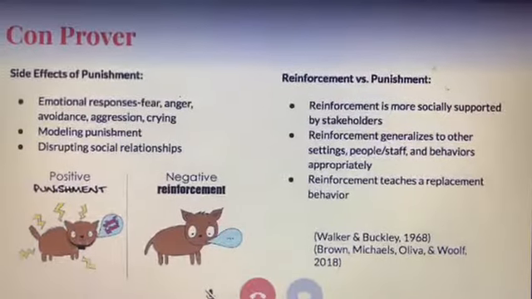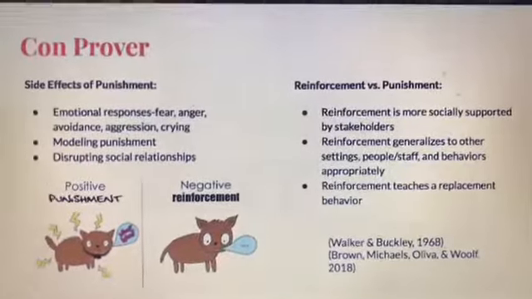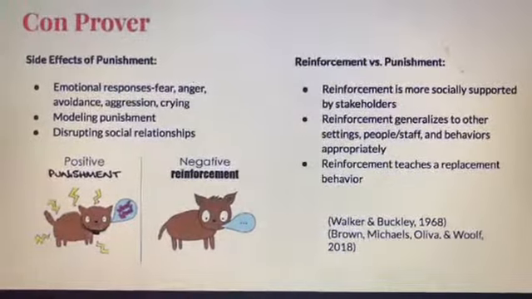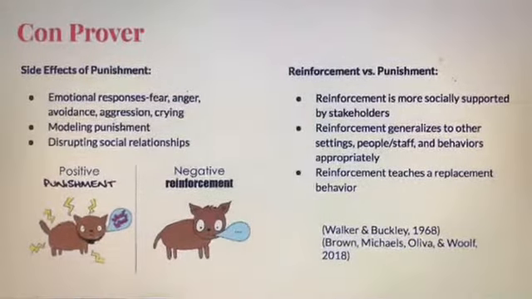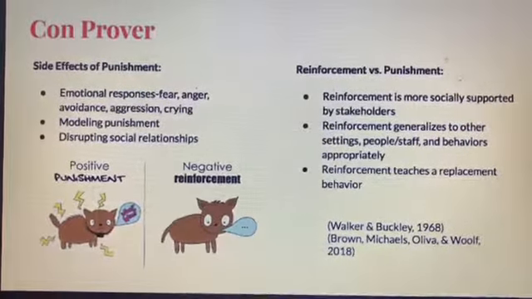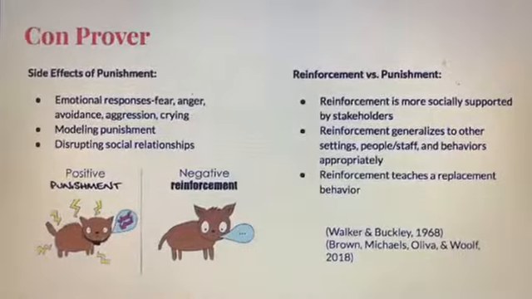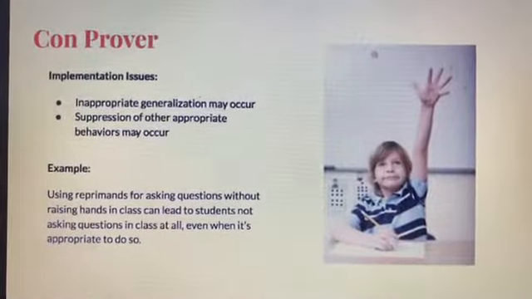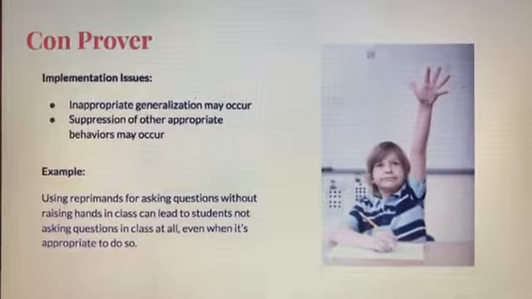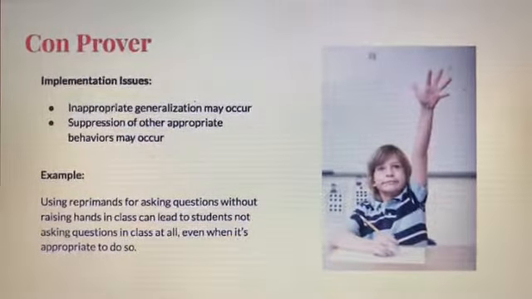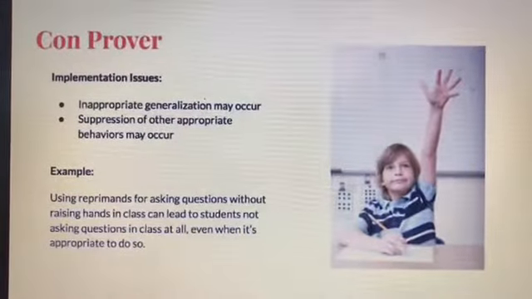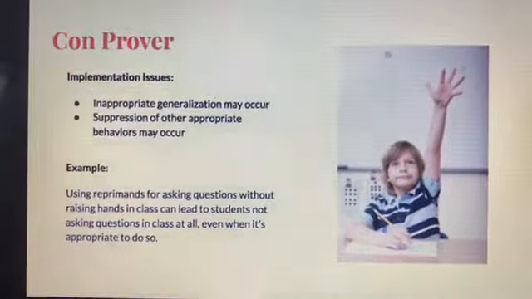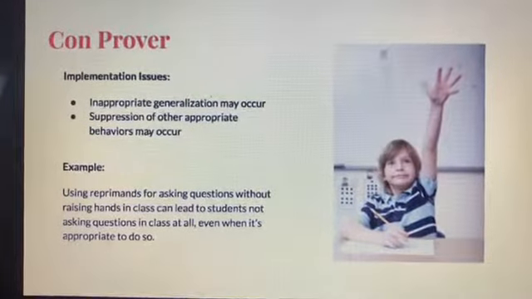Reinforcement procedures generalize well to other settings, behaviors, and staff or people implementing them, whereas punishment procedures don't. They generalize inappropriately, as they can lead to extinguishing both appropriate and inappropriate behaviors. For example, raising your hand in class is a behavior that is deemed to be very appropriate. Reprimanding students for asking questions without raising their hands can lead to students not asking questions in class at all, even when they are appropriately doing so.